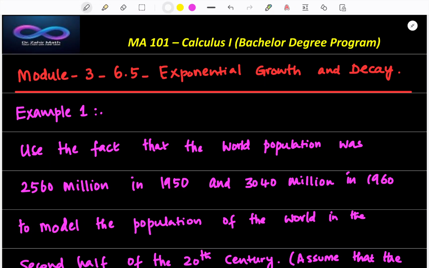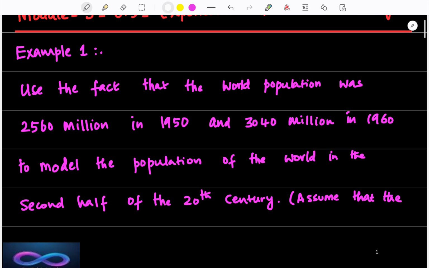In this video, I'm going to explain exercise 6.5 from module 3, exponential growth and decay. Only two problems I'm going to explain. One is a population model, and another one is radioactive decay. These are the two problems I'm going to explain. So listen to the question carefully.